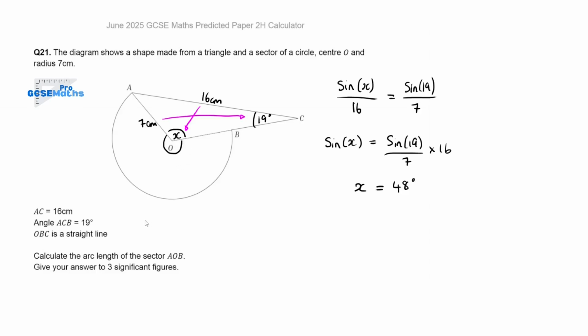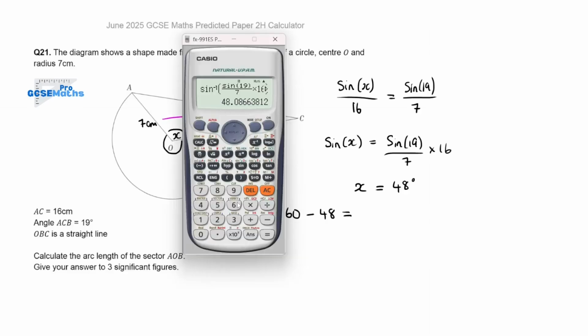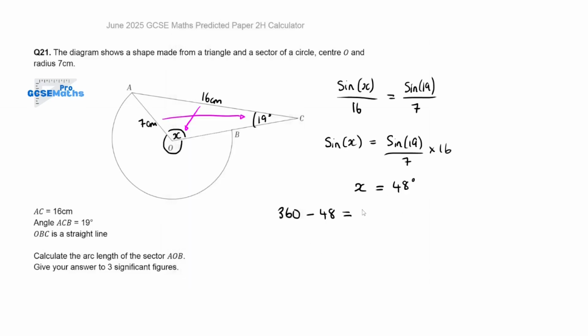I then need to figure out my sector. So I also need to do 360 minus 48. And again, I'm not going to just use 48, I will use my calculator answer. So all of these decimals I'm going to keep. So 360 minus the answer, which gives me 311.91-ish. That's now my angle here.